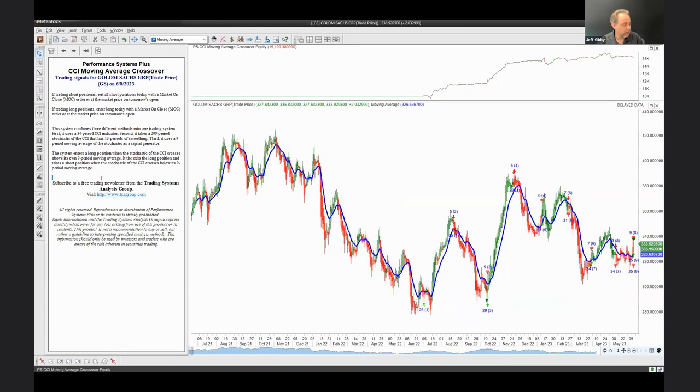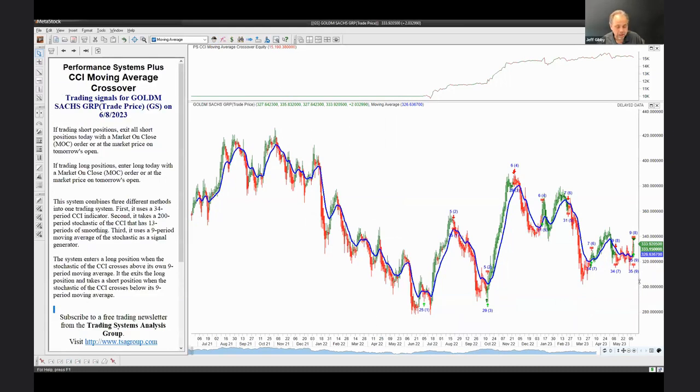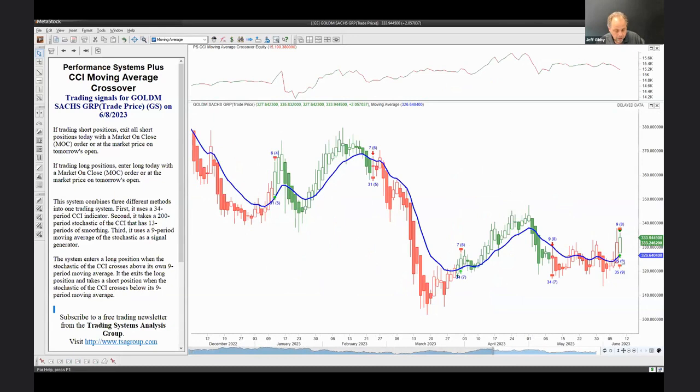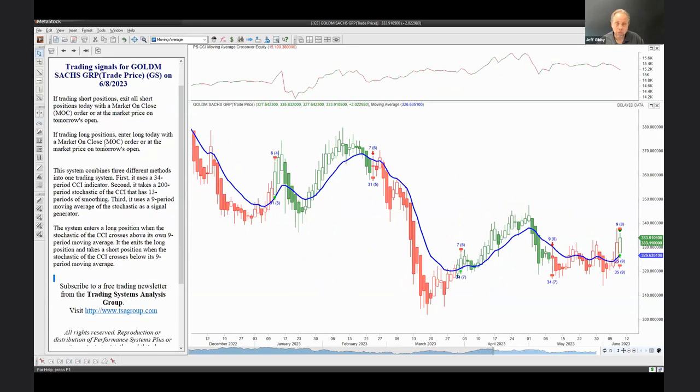So I could come in here, and it's going to be analyzing the very end bar, as it always does. I'm going to zoom in a little bit. On this one we're just getting a long signal, not a recommendation to buy. But this is actually a good example. If we're trading short positions, we'd exit our short positions. We'd look to buy either a market on close or tomorrow's open.